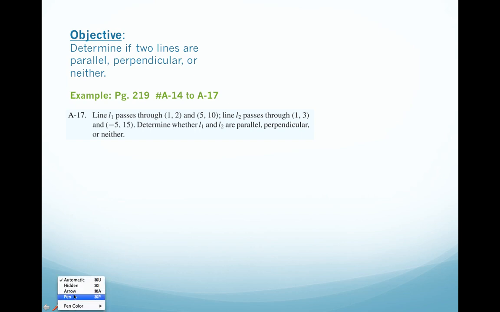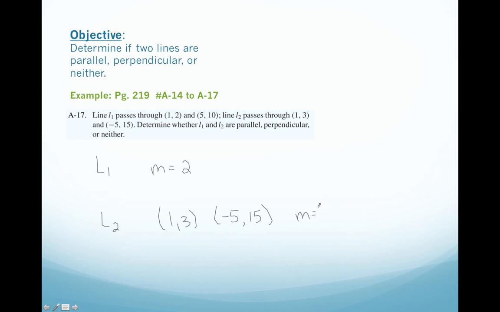Again, we are given the same first line going through the same points. So let's write down the slope of L1 again. Now let's take a look at our new second line, which goes through the points (1, 3) and (-5, 15). Plugging this into the formula for slope, that's 15 minus 3 divided by -5 minus 1. For the numerator, we get 12. For the denominator, we get -6. We simplify that to -2. So the slope of the first line is 2, and the slope of the second line is -2. Even though we have the negative sign here, clearly these are not reciprocals of each other. So again, we would say that these are neither perpendicular nor parallel.